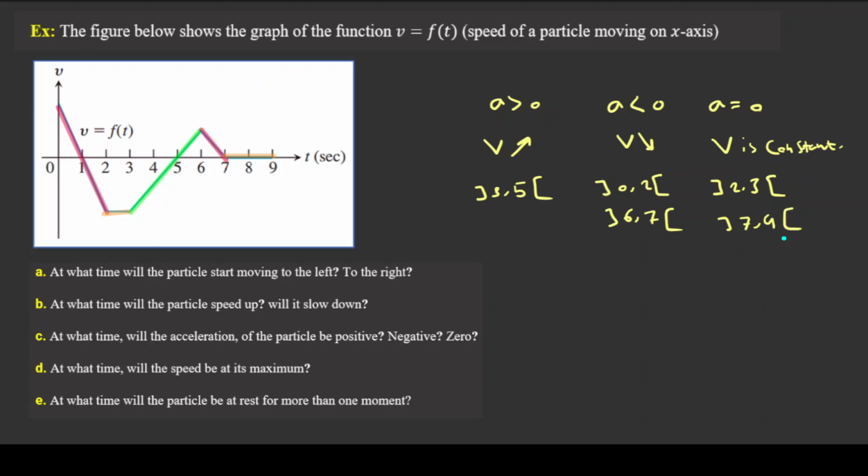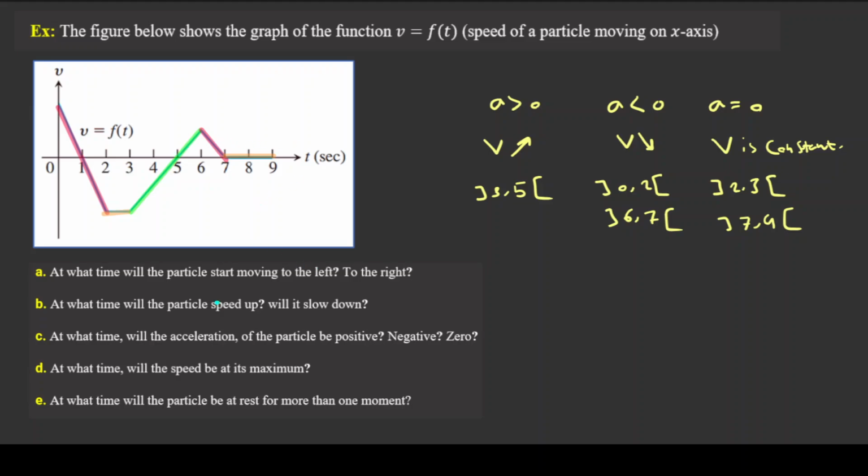Okay, so here the red part is when the acceleration is negative, the green part is when the acceleration is positive, and the brown part is when the acceleration is 0.